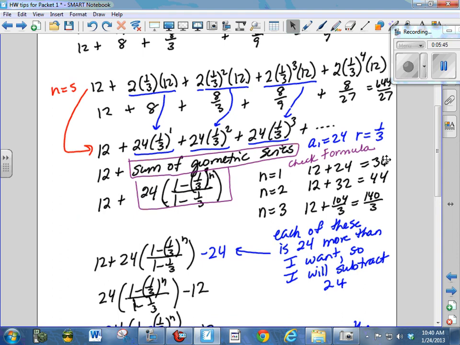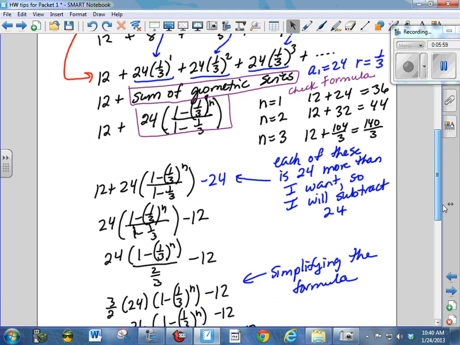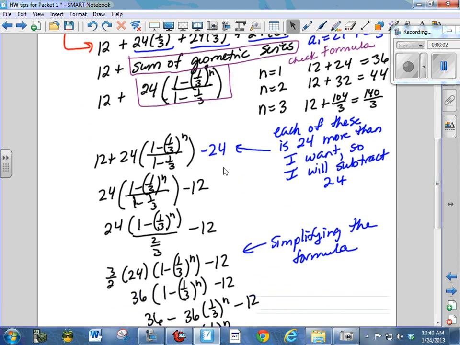36 is 24 too big. It turns out 44 is also 24 too big. So I subtracted 24 from 140 over 3, and I got 68 thirds. So I found out that each of these numbers is 24 more than what I want them to be. So what did I do with my formula? I just took this formula up here and subtracted 24 from it. And then I did some simplifying. So I had a 12 here minus 24, so I just made this minus 12.